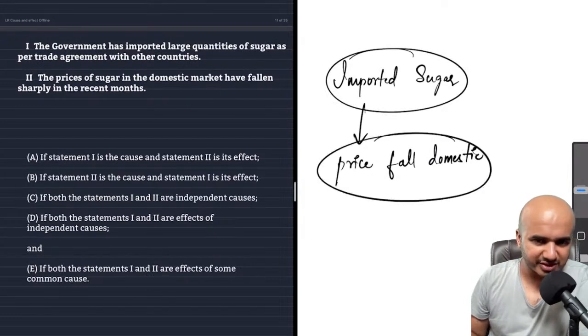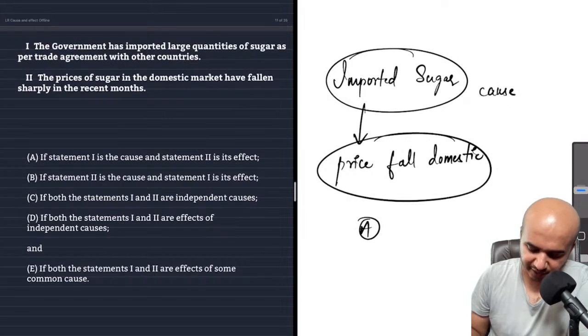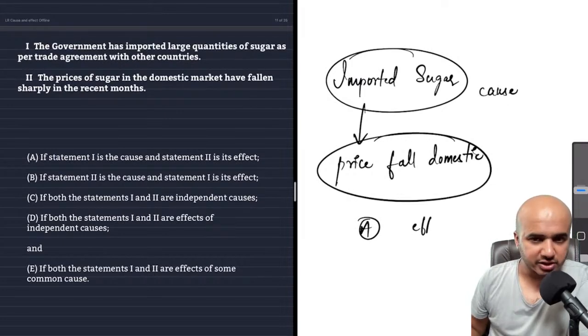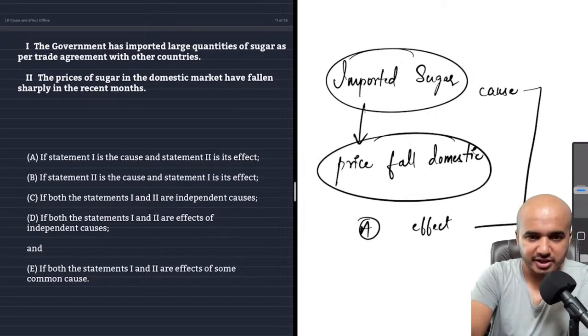So this was a very simple question. So we can easily select option A, wherein we say statement 1 is the cause and statement 2 is its effect. So we can easily establish cause and effect relationship in this case. Let's move on.